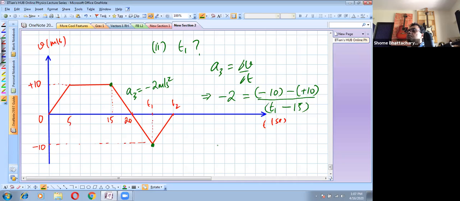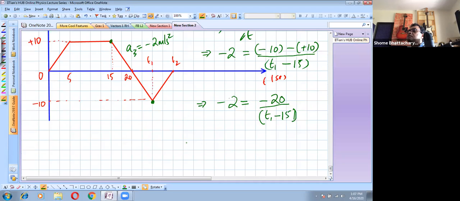This equation is telling me that minus 2 is equal to minus 20 divided by t1 minus 15. Next step, you can just cross multiply and cancel the minus sign. So you will get t1 minus 15 is equal to 20 by 2, or 10. This is very easily telling me my t1. It is coming out to be 25 seconds. So this t1 is now calculated. I will just minimize this a little bit so that you can get an idea of it.